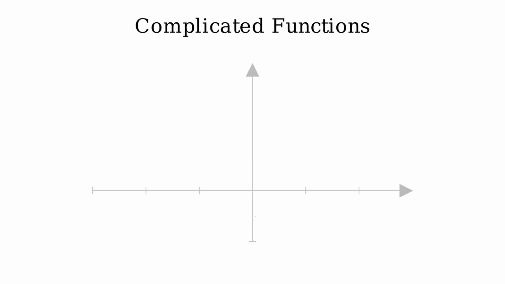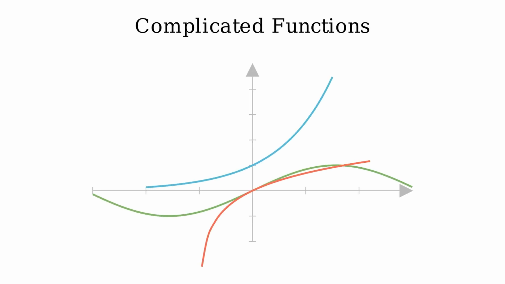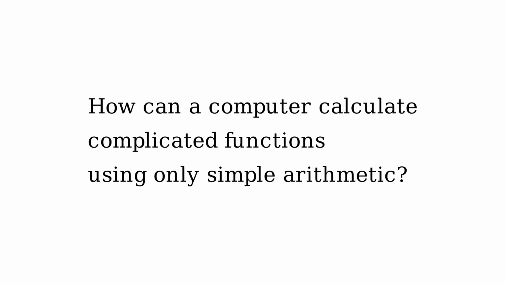Imagine I give you a complicated function like e power x, sin x, or log 1 plus x. How would you calculate its value? For humans, that's difficult. For computers, it's even stranger because computers only know how to do basic operations like addition, subtraction, multiplication, and division. So here's the question. How can a computer calculate complicated functions using only simple arithmetic?